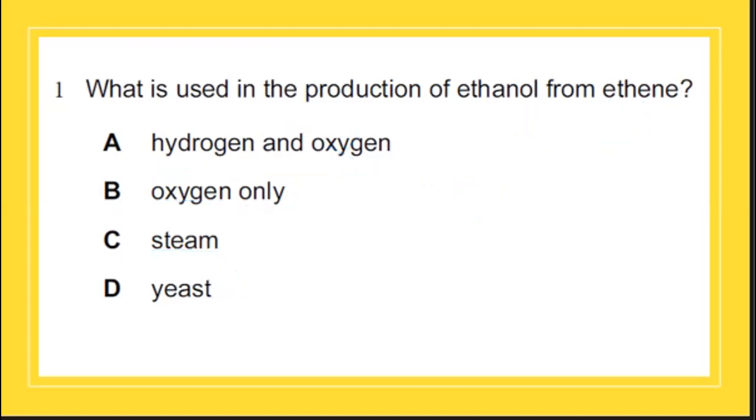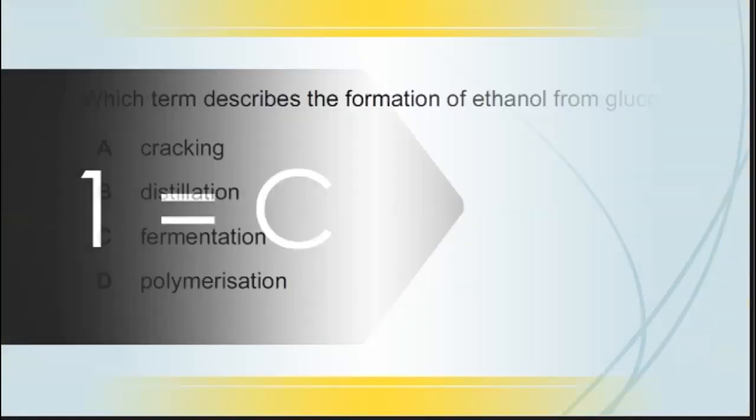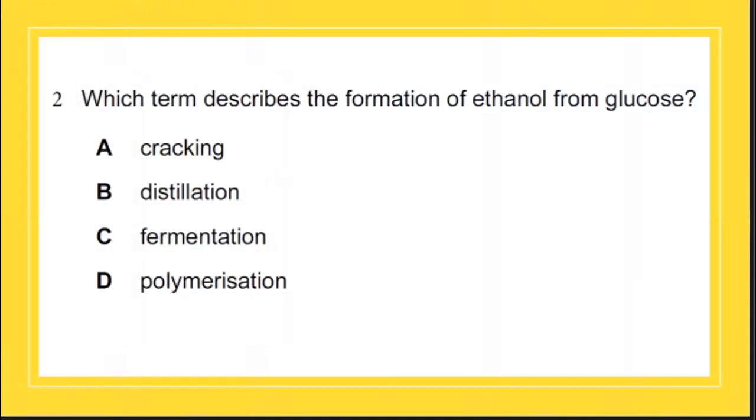All right, next question. Which term describes the formation of ethanol from glucose? Now, if we have glucose, just think about your fruits. You know when Granny used to make grape wine and cherry wine and pawpaw wine and all these things. When they take these fruits and make wine out of them, they would have utilized a process known as fermentation. Fermentation, in the presence of an enzyme, will convert the glucose into alcohol. In this case, it would be ethanol.